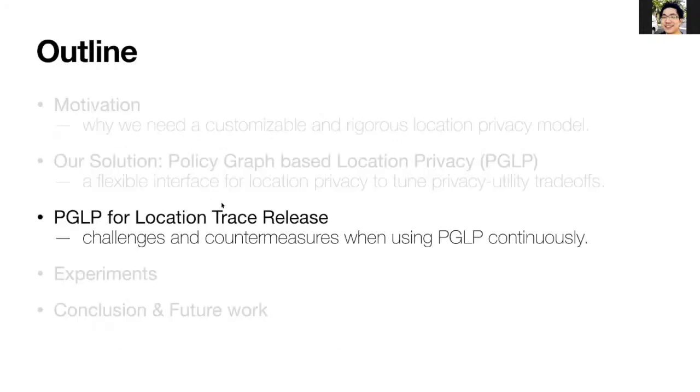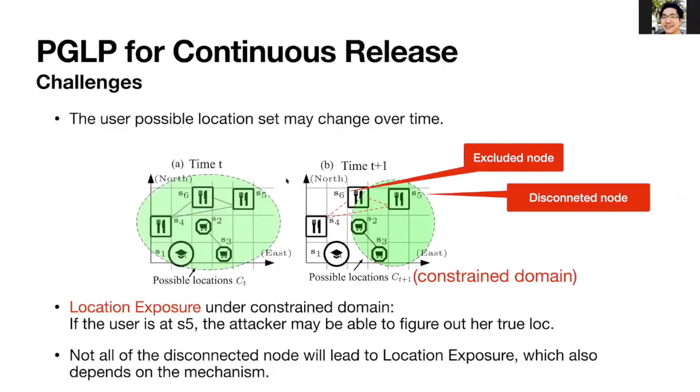Next, I will show how to use PGLP for releasing trajectories. The challenge of releasing trajectories using PGLP is that the user's possible location set may change over time. As shown in this figure, the left part is a policy graph and a constraint, and the possible location set is shown in the green circle at time t. And the right part is the same thing at time t plus one.